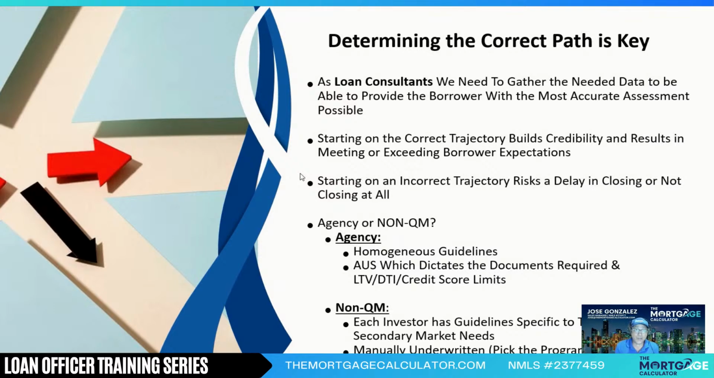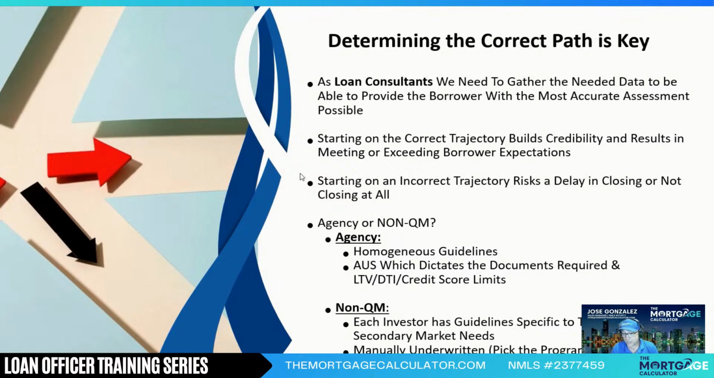If you start on the correct trajectory, you're going to build credibility. And the result is you're going to meet or exceed your borrower's expectations, right? Under promise, over deliver kind of stuff. But in this case, we want to come across as consummate professionals. Because conversely, if you get off on an incorrect trajectory, like I just mentioned, your loan is going to crash and burn. You're going to risk delays in your closing and possibly not closing at all if you don't have enough time to realign the loan, get it back on track.